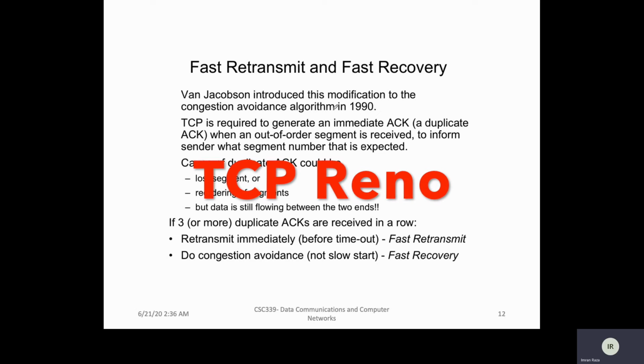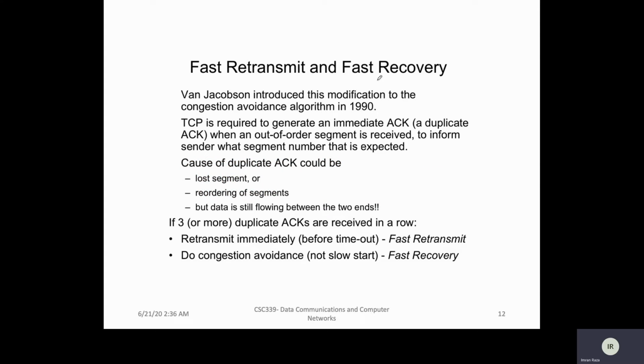Van Jacobson proposes in 1990 that fast retransmit should have a fast recovery mechanism also. That is, TCP is required to generate an immediate acknowledgement, obviously, on receiving triple duplicate acknowledgements when an out of order segment is received, to inform the sender what segment number is expected.